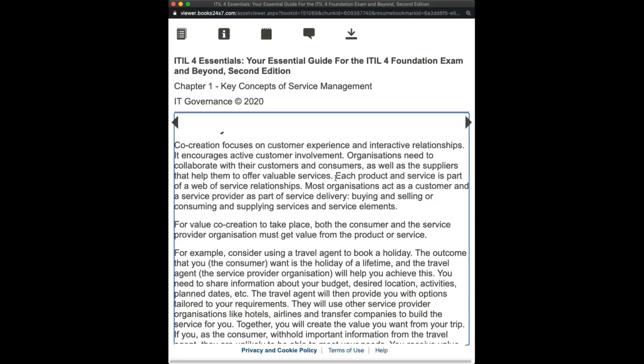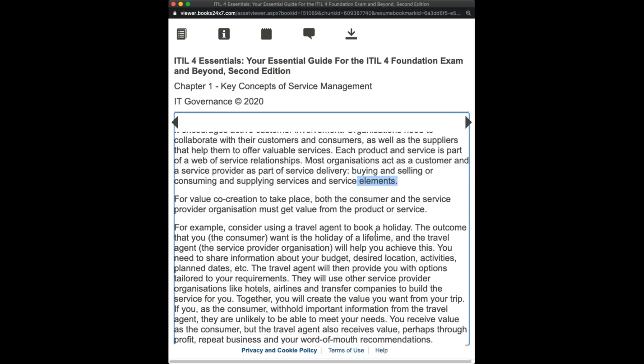Each product and service is a part of a web of service relationships, right? As we go deeper, we could see that a lot of services are interconnected. Most organizations act as a customer and a service provider as part of service delivery, buying and selling, consuming and supplying services and service elements. Yes, as we mentioned, when we say co-creation, both consumer, customers, and the service provider organization, meaning the company, should get value.